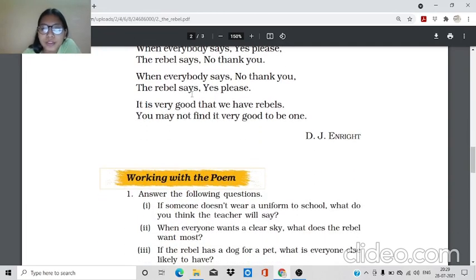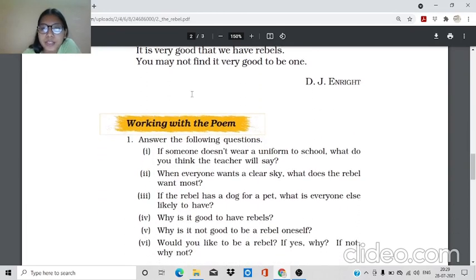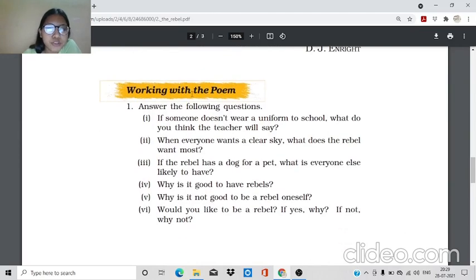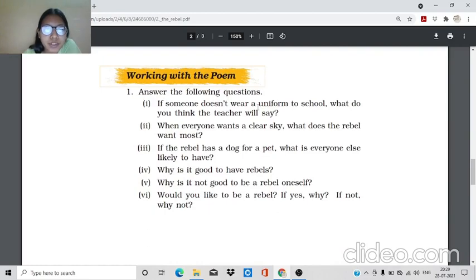So the poem is written by D.J. So let us work with the poem. I will just move to the three questions. The first three questions, I'll just check and we'll go through them. However, you can look through the other three questions. You can do them by yourselves.